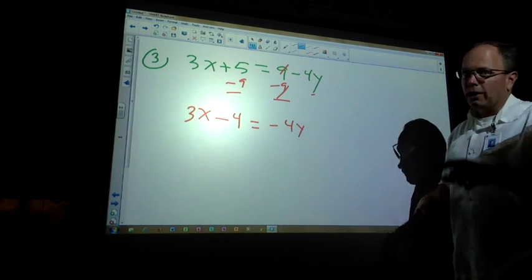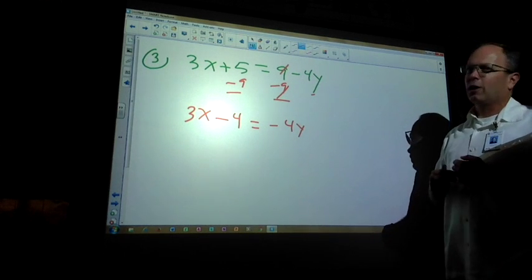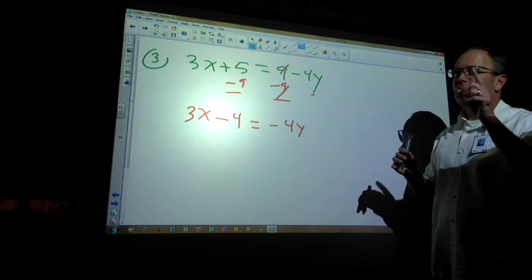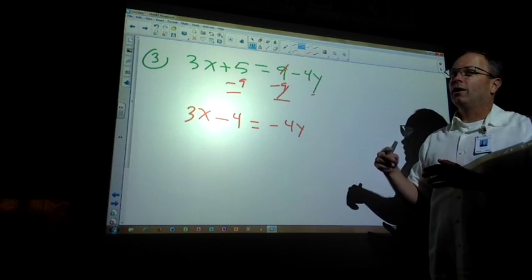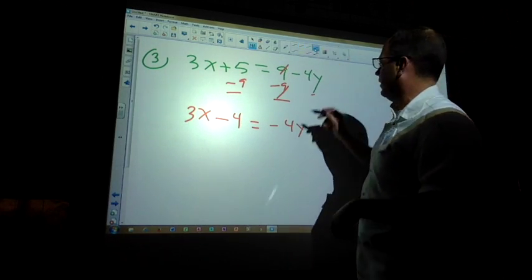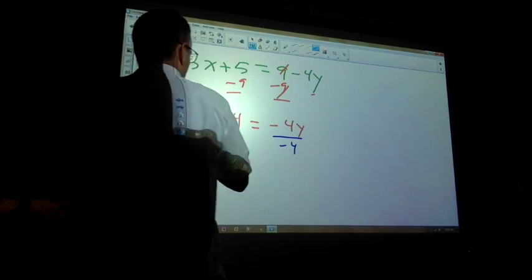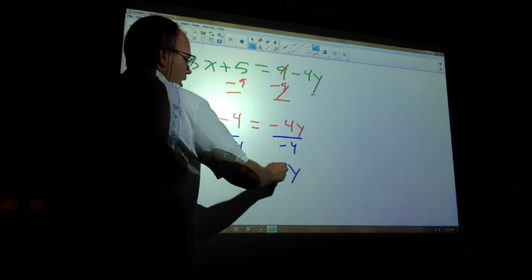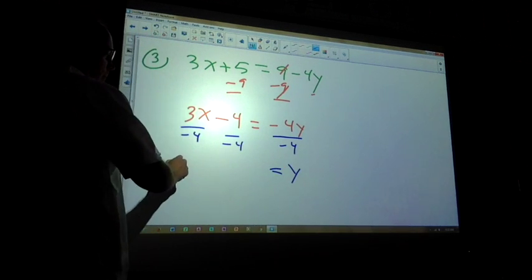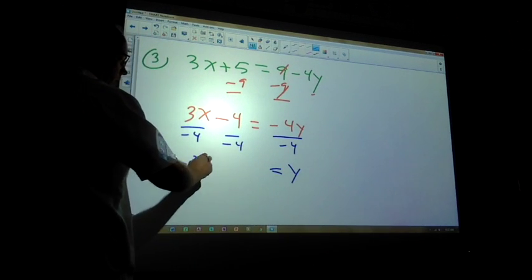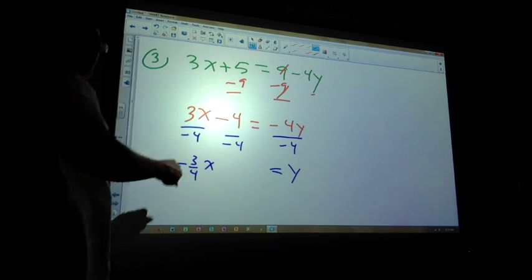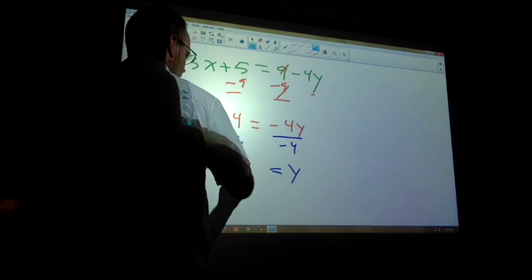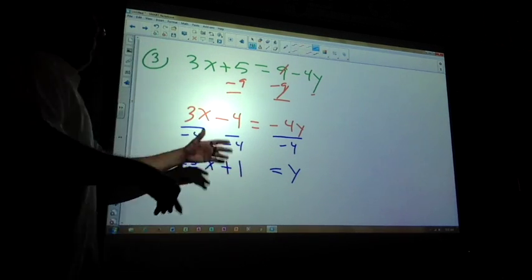4. You're really close. Why am I saying you're really close on that one? That's a huge error a lot of kids make. What are you missing? What's with the 4? Oh, -4. That's it. The negative. So divide everything by -4. And then I can keep the y over there, which is fine. That gives me -3 over 4x. And what's -4 over -4? 1. Positive 1.